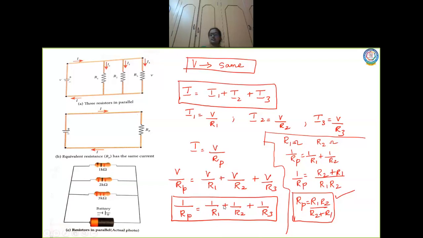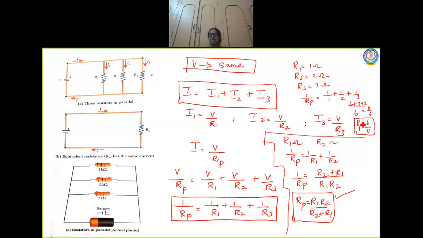Now let us take R1 as again the same value 1 ohm, R2 as 2 ohm and R3 as 3 ohm, children. So what will be 1 by Rp now? 1 by Rp will be 1 by 1 plus 1 by 2 plus 1 by 3. And when you take the LCM, you have 6. You have 6 plus 3 plus 2, which is 11 by 6, right? So Rp will be 6 by 11, which is definitely a decimal, no doubt about that, yes or no?